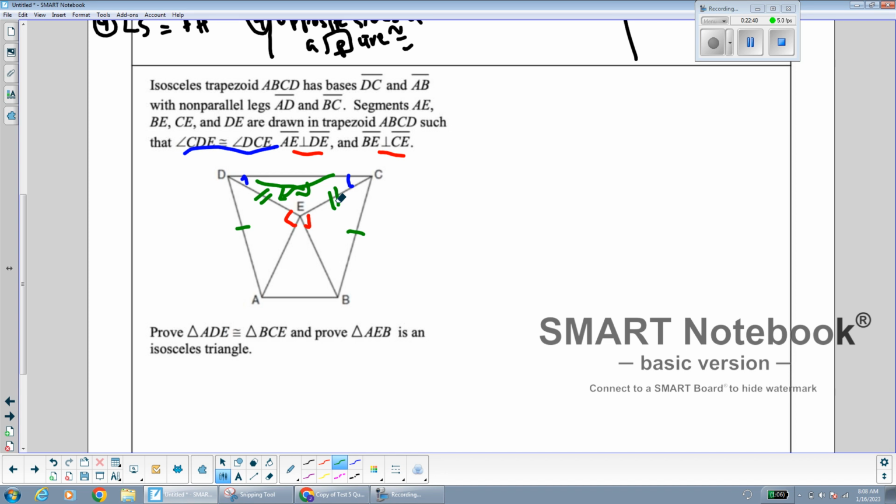It's not the only method. Some of you might have realized that an isosceles trapezoid has congruent base angles, and you might have used subtraction. You might have done angle D minus this angle to get this angle, angle C minus this angle to get that angle. Perfectly fine. That would be angle, angle, side. I'm just doing it with HL. So if you did it with subtraction of the angles, your proof is probably going to look a little bit different than mine. Okay, so I'm going to pause here and write up the proof so far just to prove these two triangles congruent.